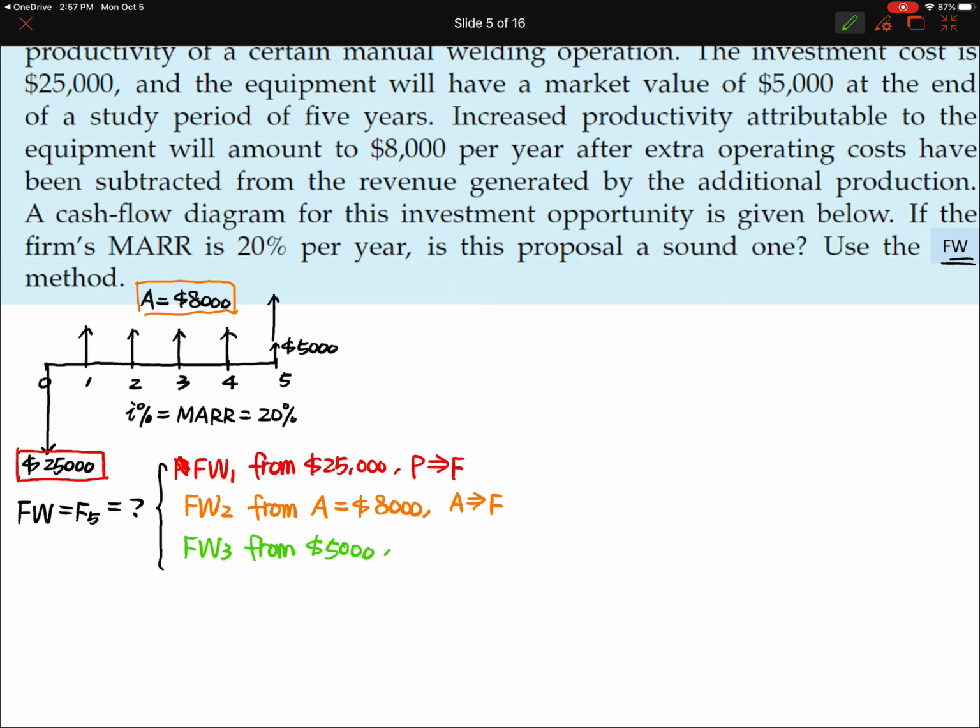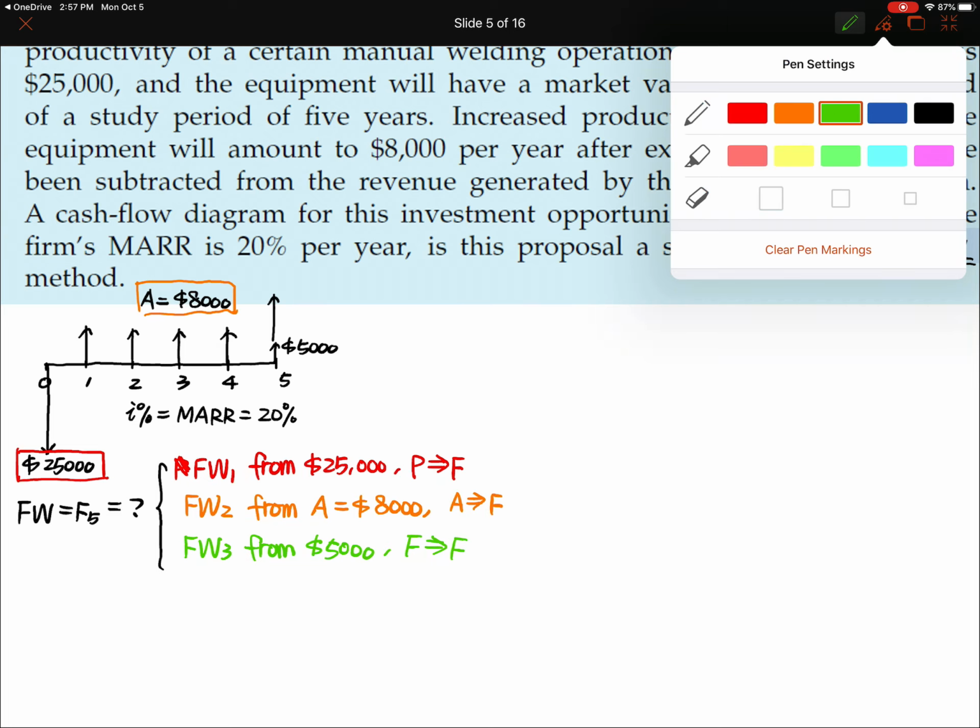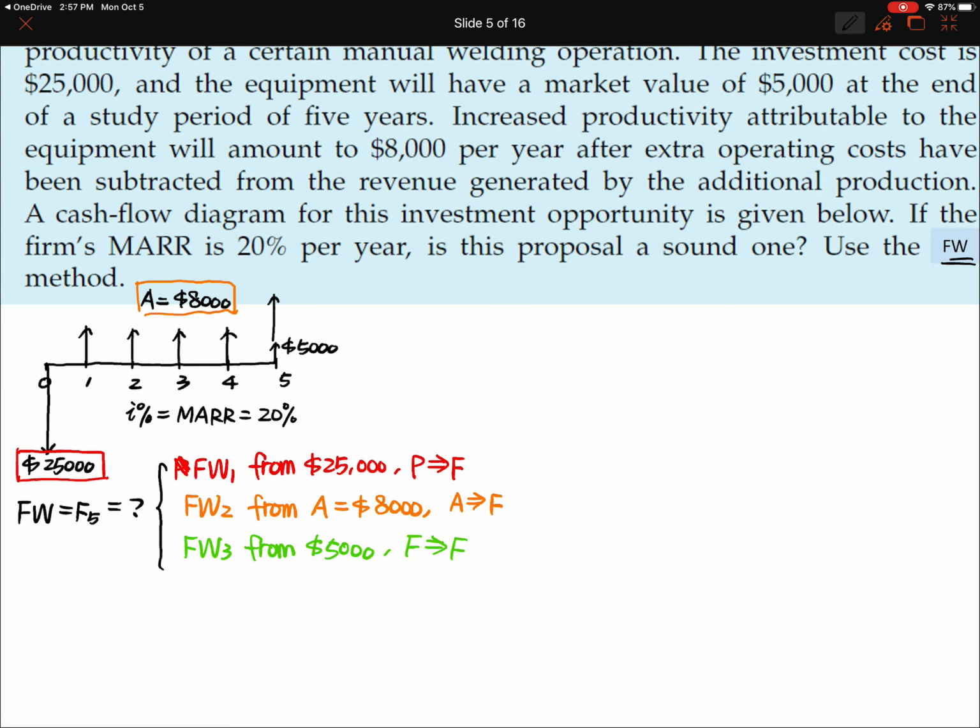Third part is from the 5,000, okay, the resale price, and it is a future value. So actually don't have to do any calculation. That already happened at the end. Okay, so now you can go ahead and calculate each one of them.